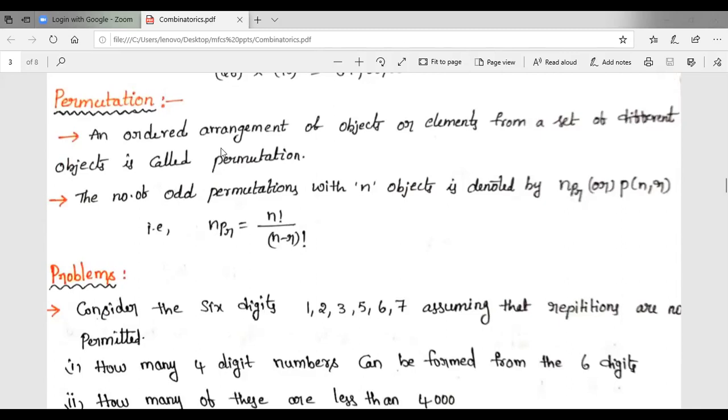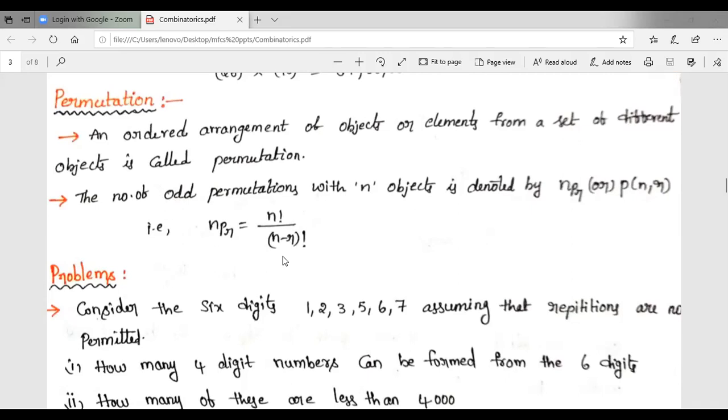An ordered arrangement of objects or elements from a set of different objects is called a permutation, where the order matters to arrange the objects. So the formula for permutation: the number of r-permutations with n objects is denoted by nPr, or P(n, r). The formula is nPr equals n factorial divided by (n minus r) factorial.